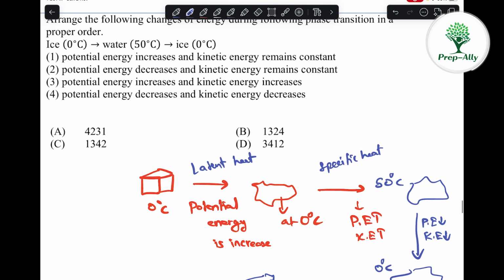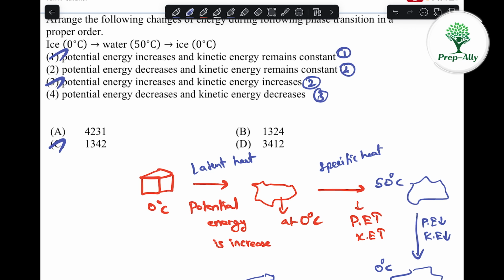So which order follows this? First, the potential energy has to increase. The increase in potential energy with kinetic energy remaining constant is option 1. And the increase in both potential energy and kinetic energy is option 3. And this is 1, this is 2, and this is 3, this is 4, right? The answer is going to be 1, 3, 4, 2.